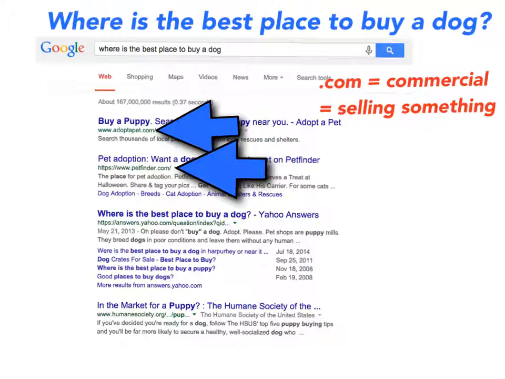I'm not saying that everyone who's trying to sell something is untrustworthy, but we do have to realize that the purpose of the information they put on there is to make money. And so we have to think critically: is this information really factual and there to help me, or is the information there to help this business make money? Notice that the first 2 results we see are adoptapet.com and petfinder.com. I'm going to click on petfinder.com so we can explore that website a little bit further.